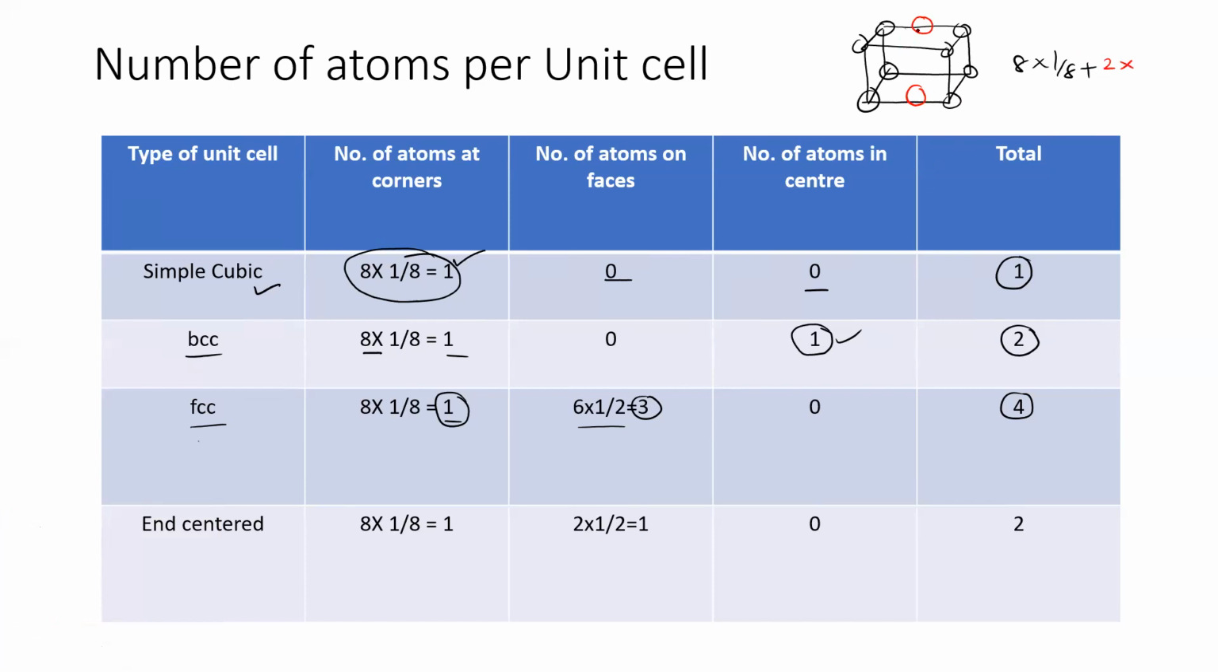One corner atom and one face centered atom contribution is, we know, 1 by 2 for this particular unit cell, 1 by 2 for the nearby unit cell. So totally 1 by 2 is the contribution. Totally 2 atoms. There are no atoms in the center. So the total number of atoms per unit cell is 2.